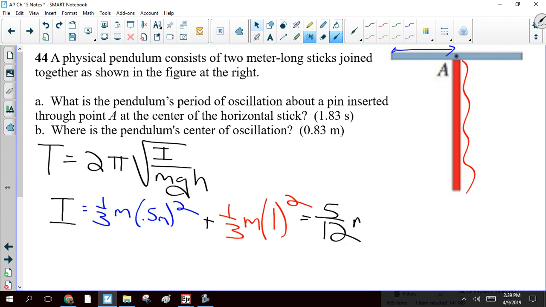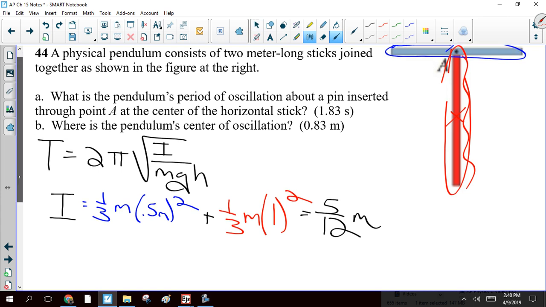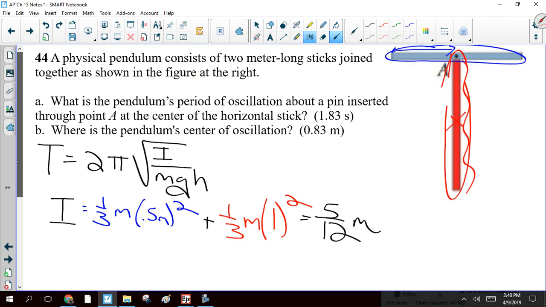No, 5/12 m, my bad. Okay, so that's I. All right, so the next thing we need to do is figure out where our center of mass is. The center of mass is going to be determined by the fact that I've got a mass m up here, and then another mass m here, but the center of that can be treated as being right there, right?